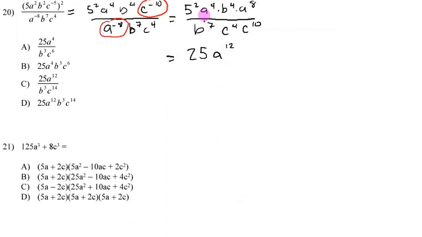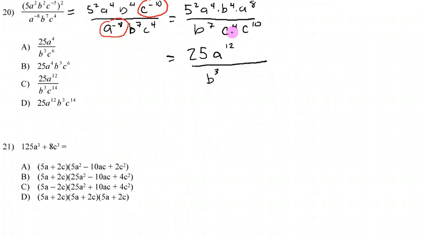Now let's do the b's. I have 7 b's on the bottom, 4 on the top. So one way you can do this is 4 minus 7 is negative 3. Or the way, again, I like to think is I have 7 on the bottom, 4 on top. They're going to start canceling out. And since there's more on the bottom, I'll have 3 left over. But those 3 left over will be on the bottom.